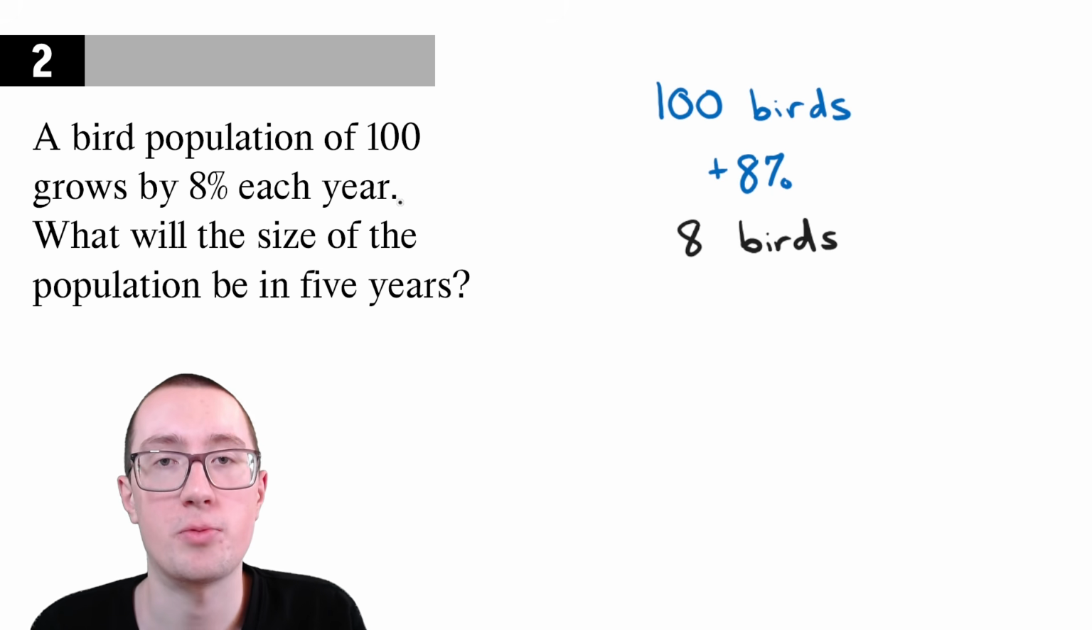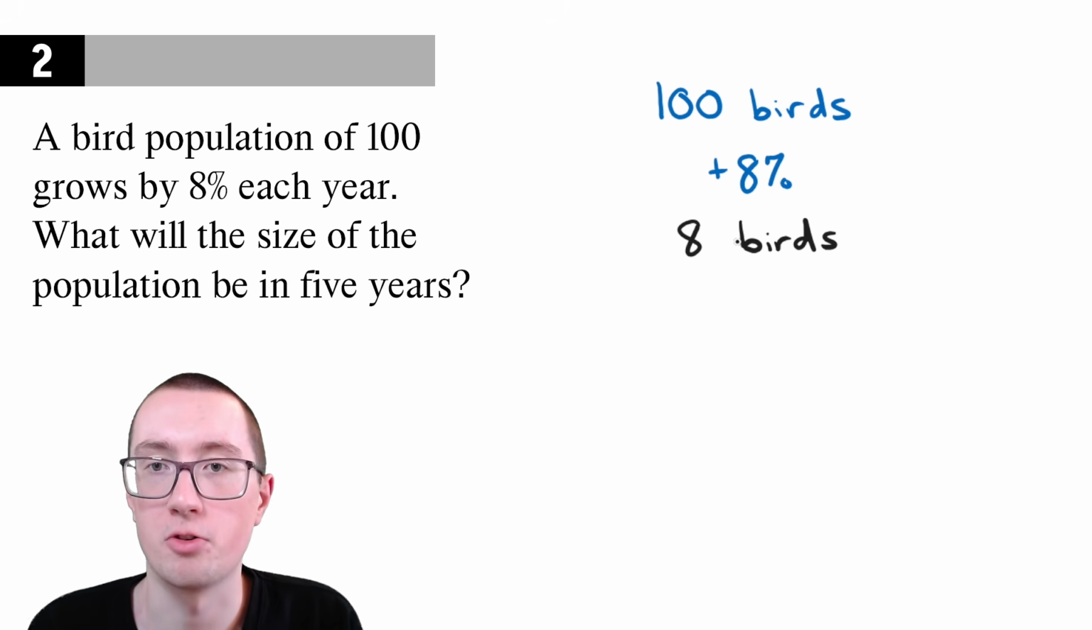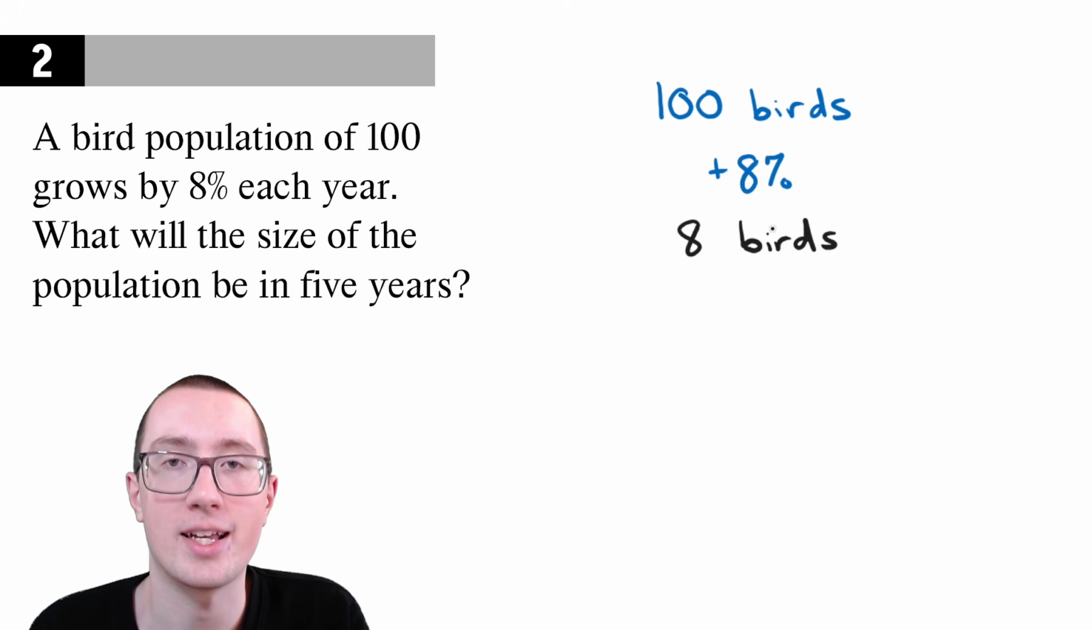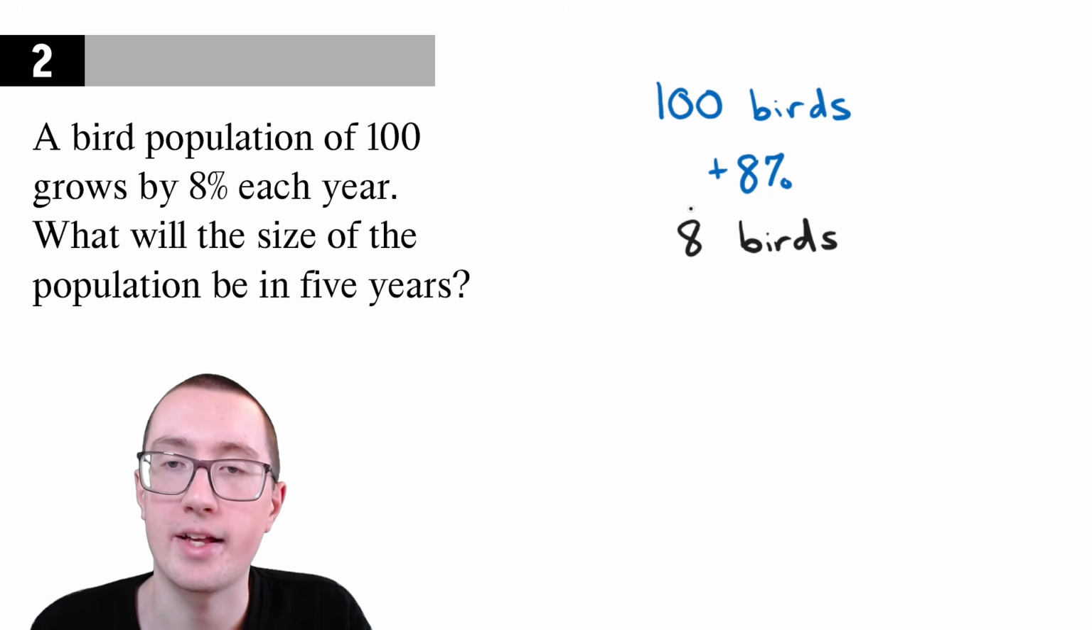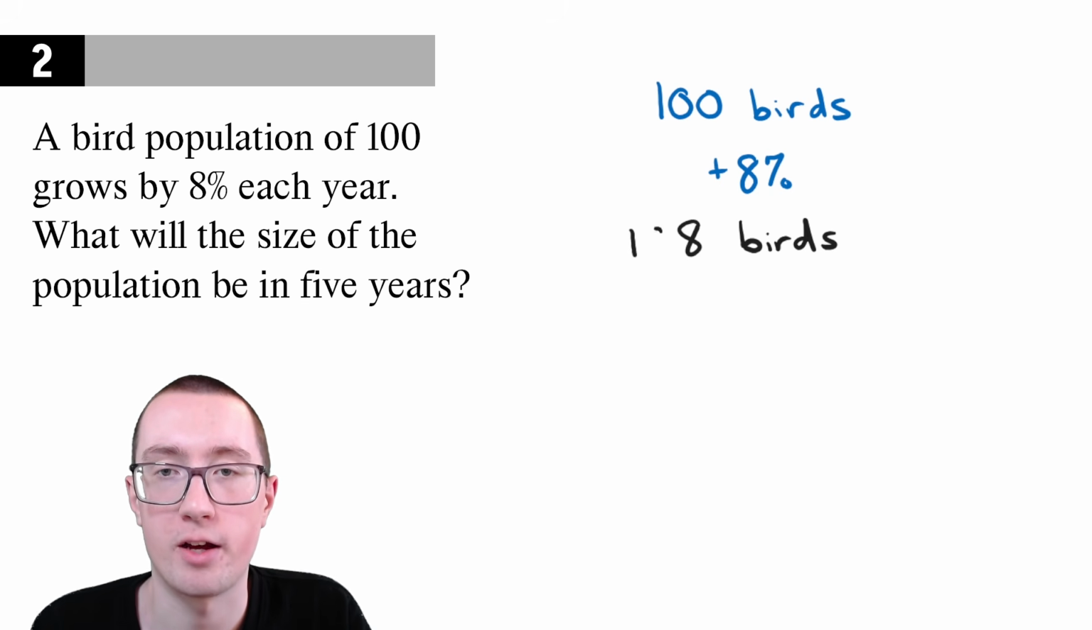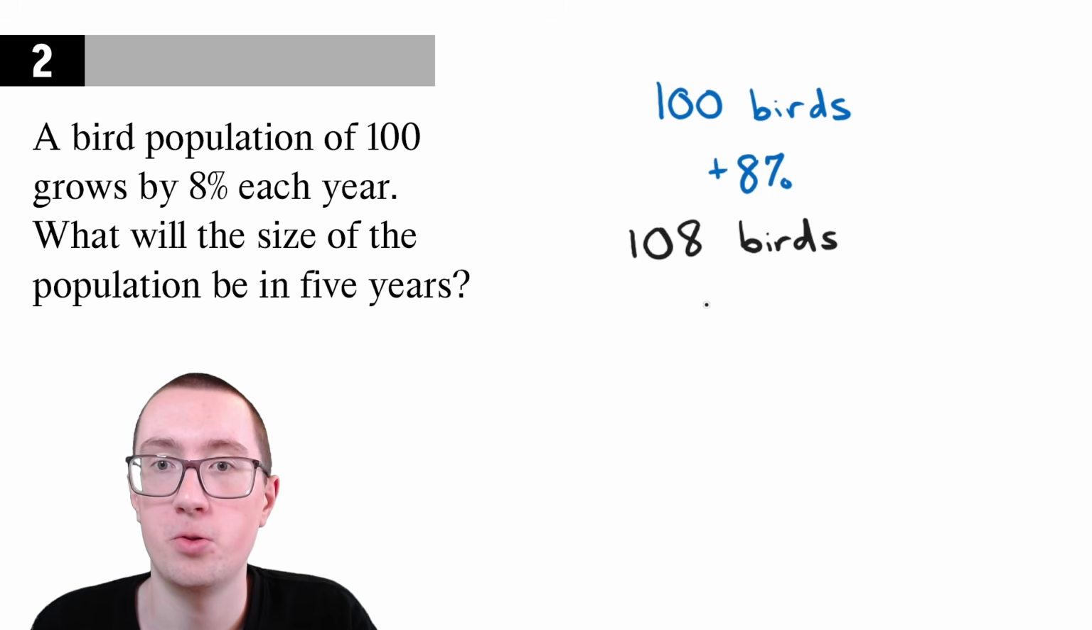Now, how much does this population grow in 5 years? Well, you might think that, okay, well, it's going to grow by 8 birds each time, so let's just multiply it by 5. 8 times 5 is 40. But there's an important factor that we're missing here. After 1 year, we're going to add 8 birds to our population, so now it's going to have 108. But now for year 2, we need to increase it by 8% again.